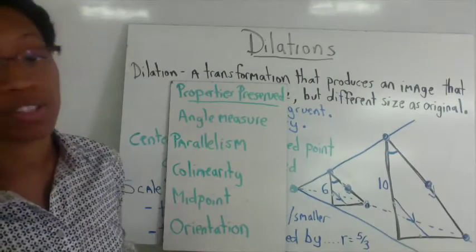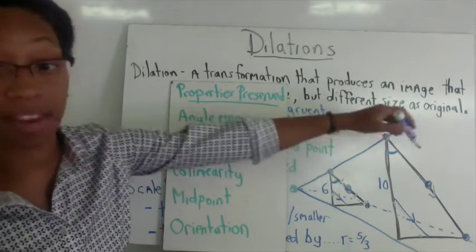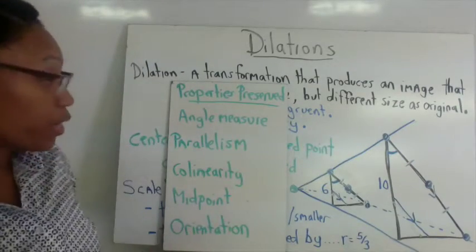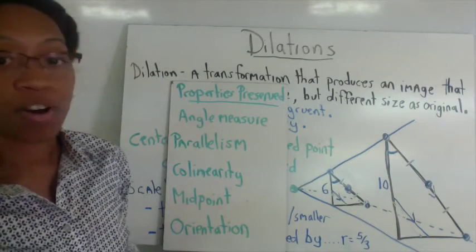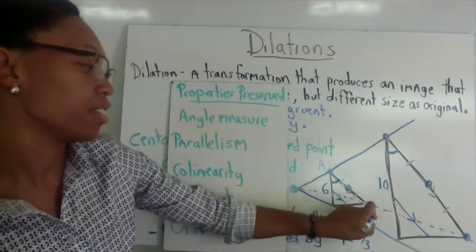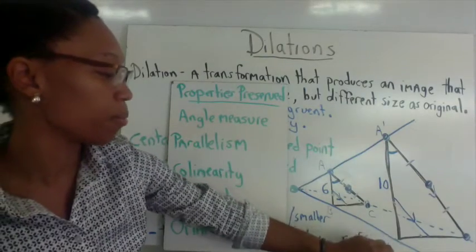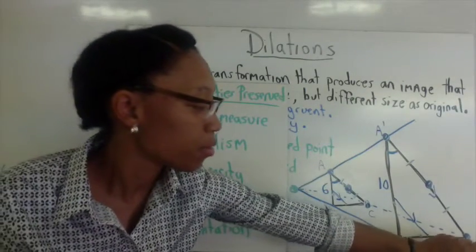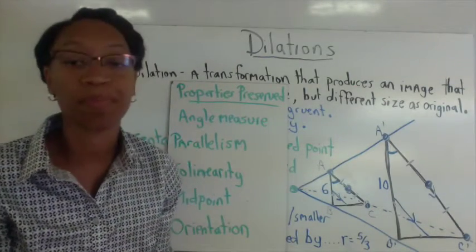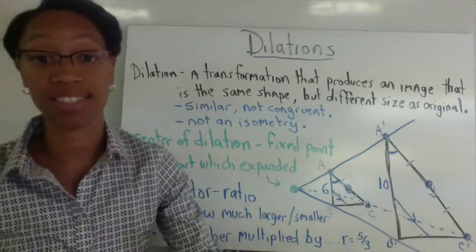Then midpoint is also preserved. If this point is the midpoint of the side, then when it gets bigger, it would still be the midpoint of the side. And orientation stays the same also. So if these were in order A to B to C, then when it's blown up, the points are still in order, A prime, B prime, C prime. Orientation means that those letters are facing the same direction. Okay, so those are properties that are preserved with dilations.